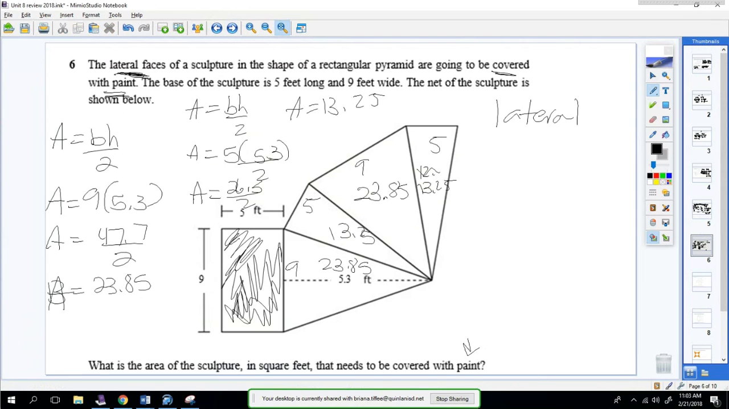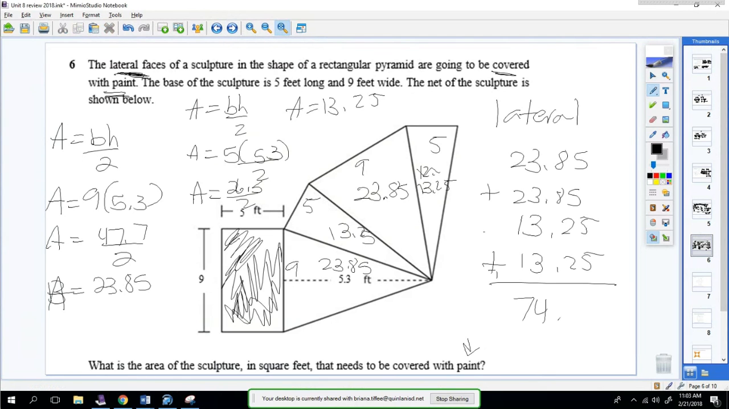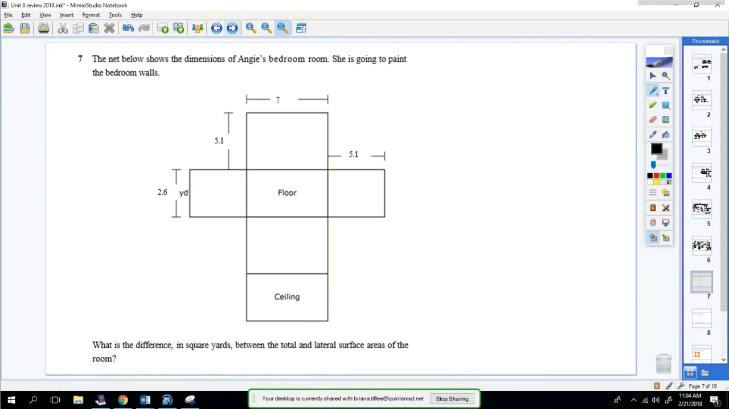So I need to find the area of all of my lateral faces together. Well, the way that you find it is you add everything up. So you're going to do 23.85 plus 23.85 plus 13.25 plus another 13.25. I'm going to put a 0 on there to line up my decimals. And when you add them all up, you get 74.2. And that's my lateral area. So that's how much area is going to be covered by paint, because it's only asking for the lateral faces.